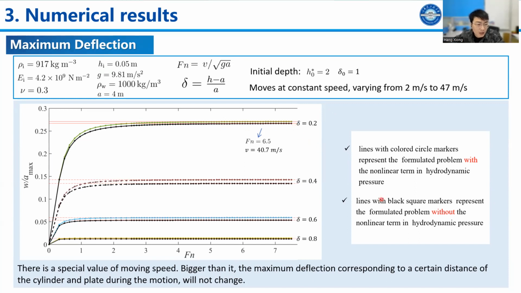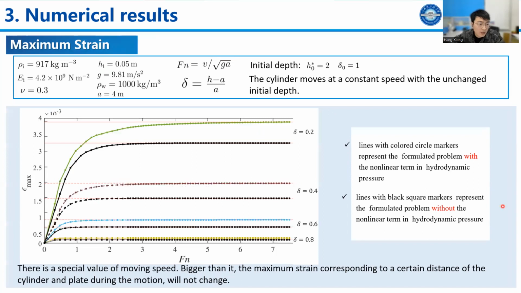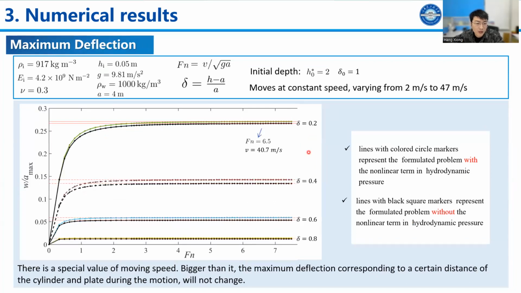Also, it is similar here for the maximum strain. There is also a special value of moving speed. When the speed is bigger than it, the maximum strain corresponding to a certain distance of the cylinder and plate during the motion will not change. Also, we can see from this figure and this figure, we can draw a conclusion that the effect of the nonlinear term in the hydrodynamic pressure affects the strains more.